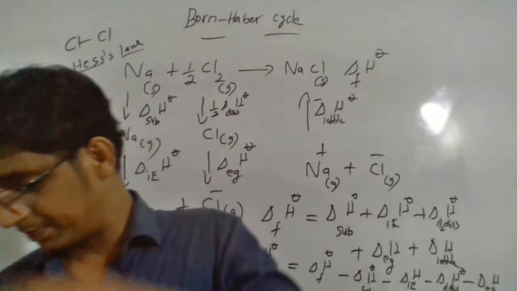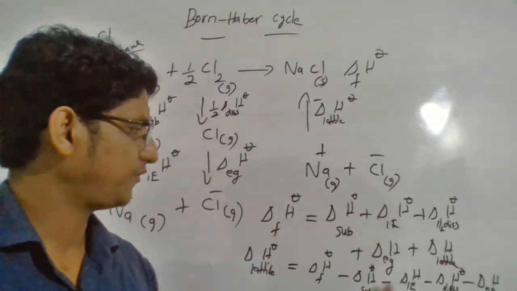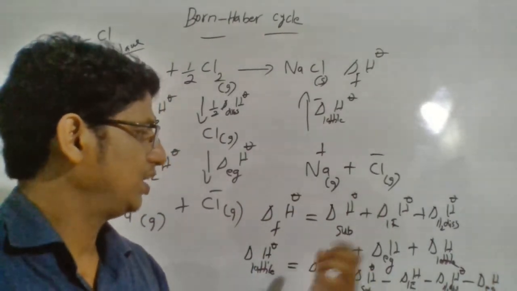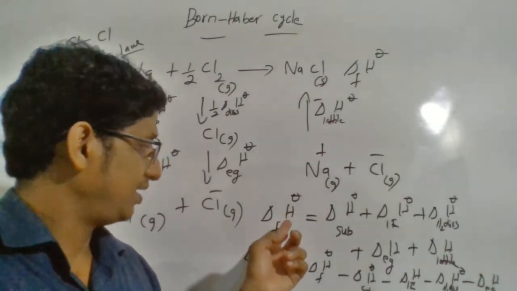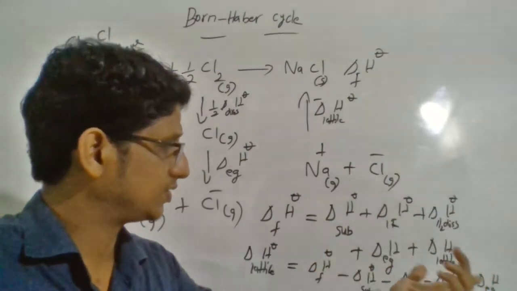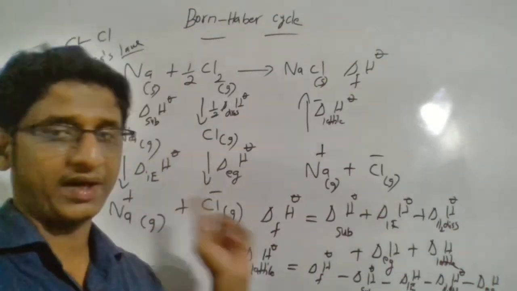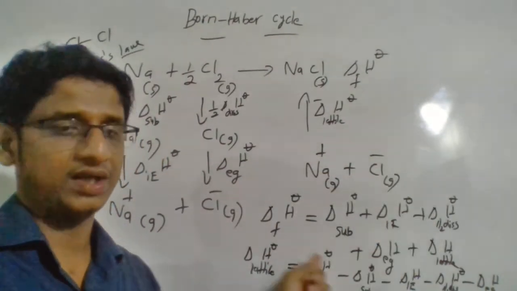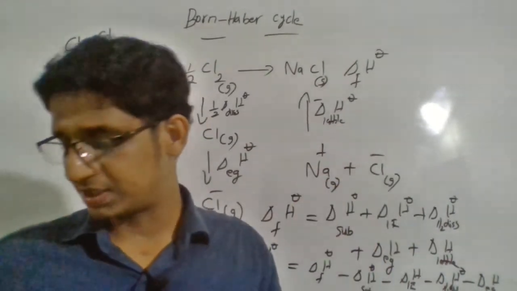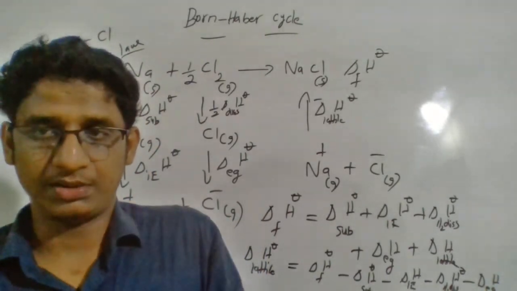Last point, lattice enthalpy is used to determine the electron affinity as well. You can find any factor. If you provide the other enthalpy parameters, you can find the other factors: delta H formation, sublimation, ionization enthalpy, dissociation enthalpy, electron gain enthalpy, lattice enthalpy. You can find any of them if you provide the other factors. So using this equation, you can find thermodynamic parameters like this. That's another application related to the Born-Haber cycle and lattice energy determination.